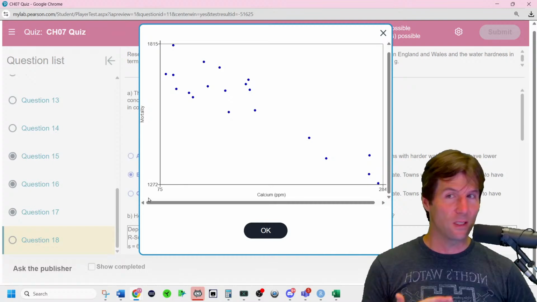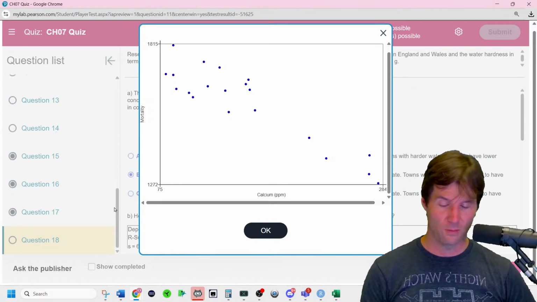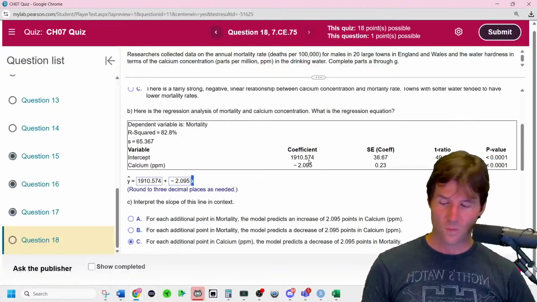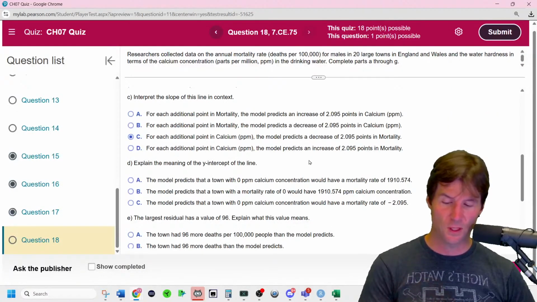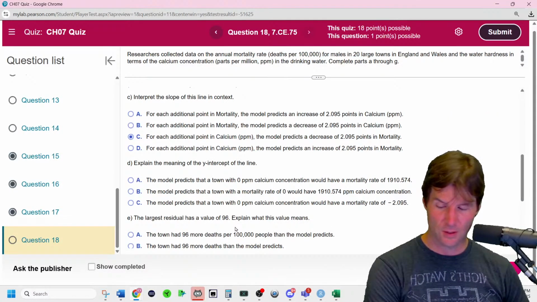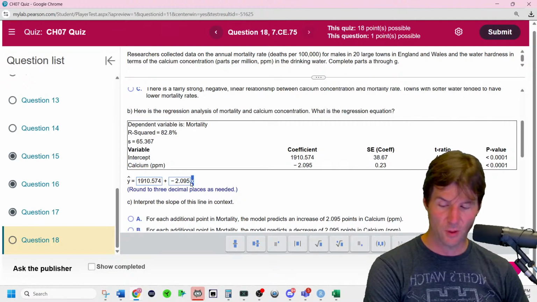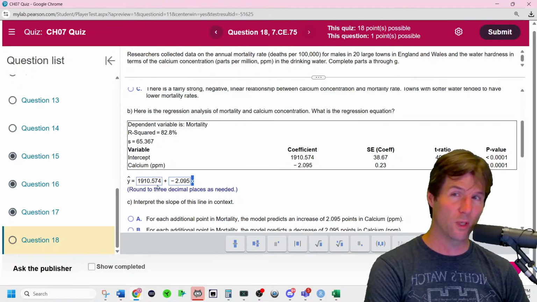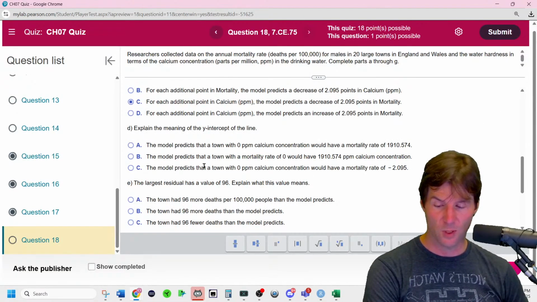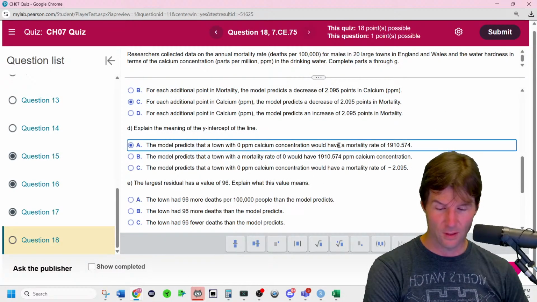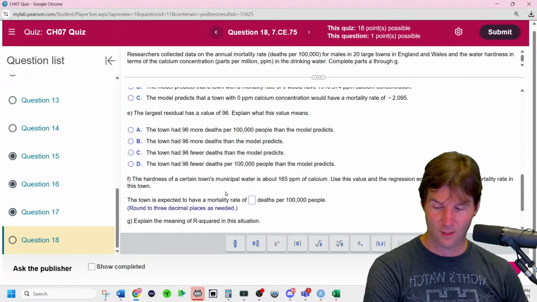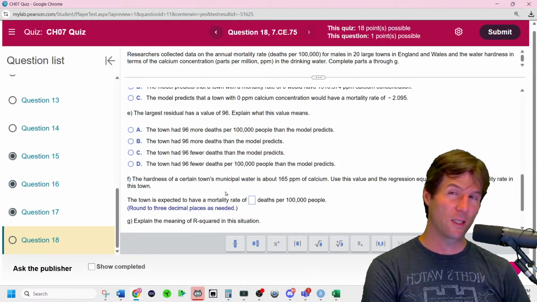The y-intercept is mathematically when x is equal to 0, at least when we talk about the y-intercept of an equation. So when calcium is equal to 0, the model predicts that a town with 0 parts per million calcium would have a mortality rate of B0. And you also plug 0 in here and solve. That'll get this value, the predicted value. Keywords like predicted are in there. So there it is.